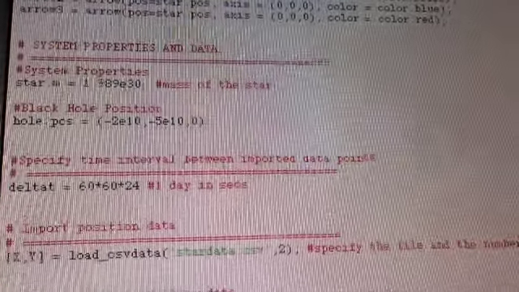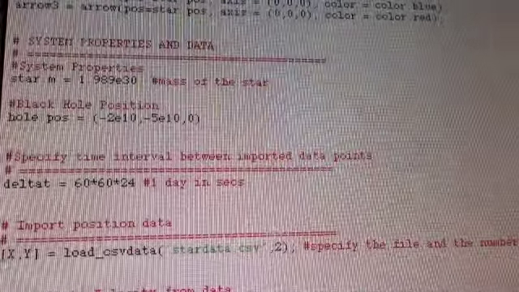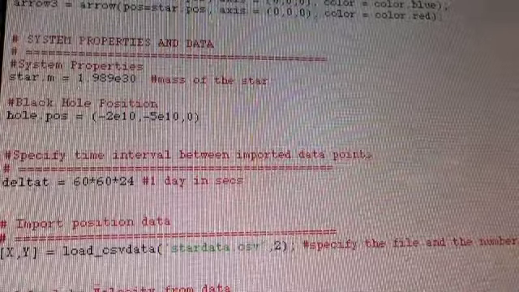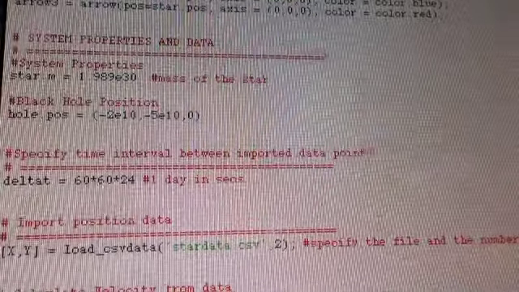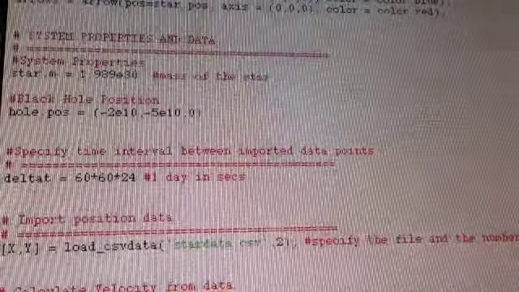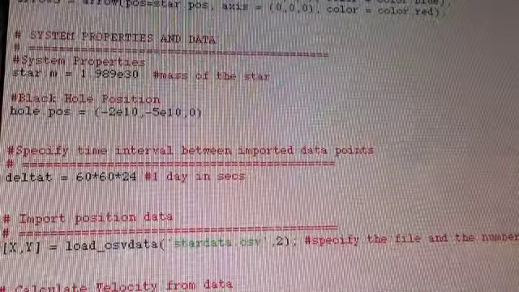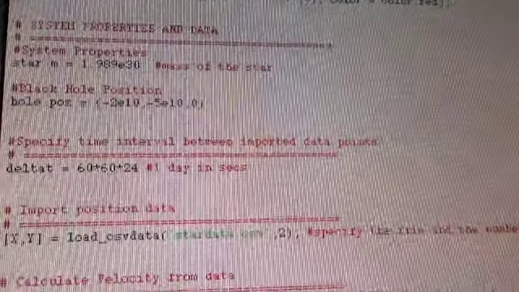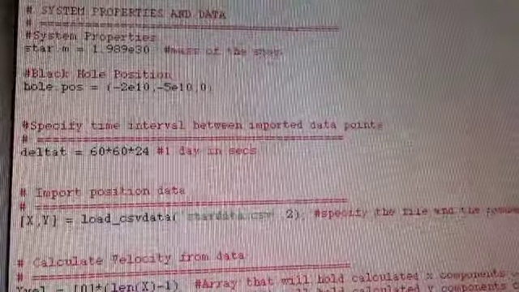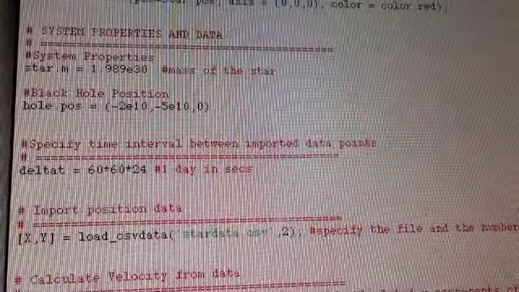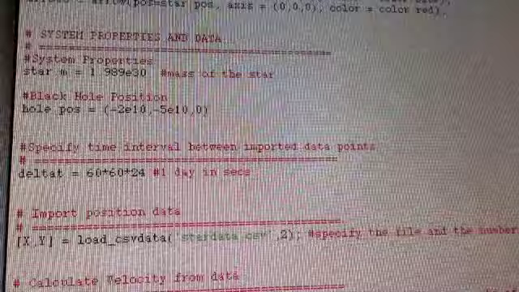These are my initial conditions that were given in WebAssign. The star mass is 1.989e30. The position of the black hole is negative 2e10, negative 5e10. And the delta t is equivalent to 1 day in seconds. And the last part of the code imports the position data.